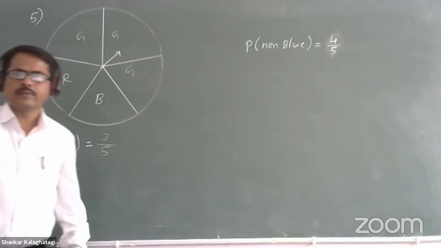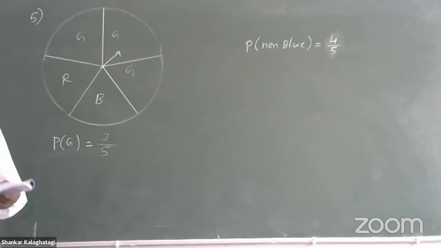Understood or not? Yes, sir. Okay. Go to the sixth question. Find the probability of the events given in question number 2. In question number 2, what is given there? See.